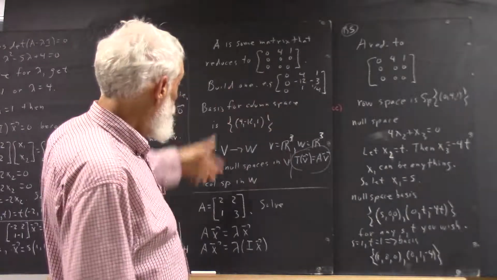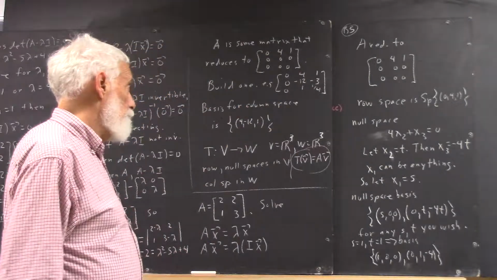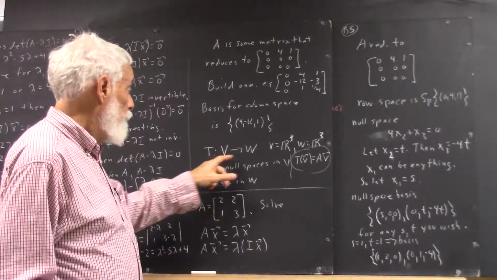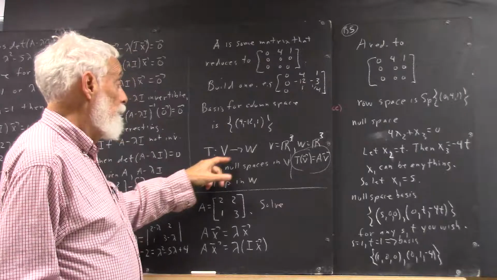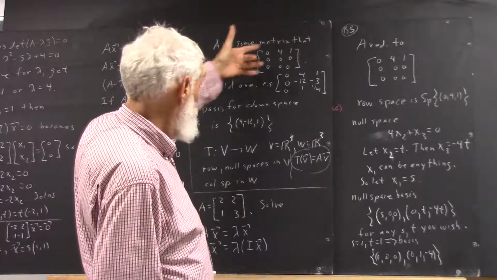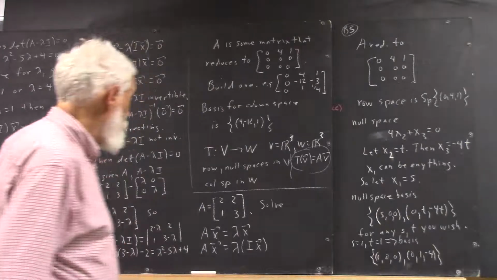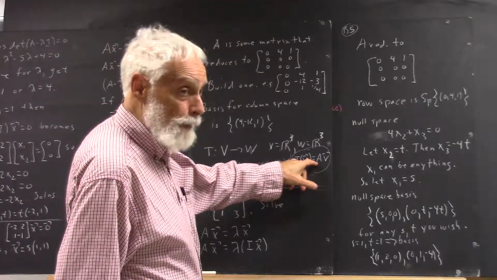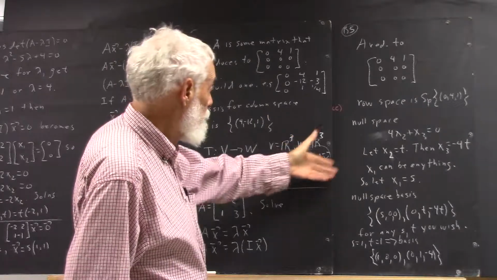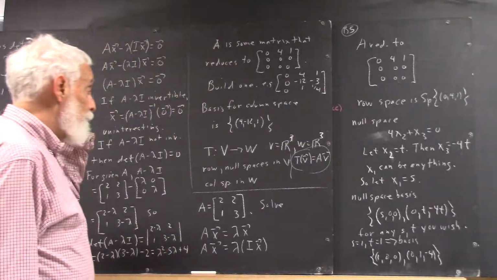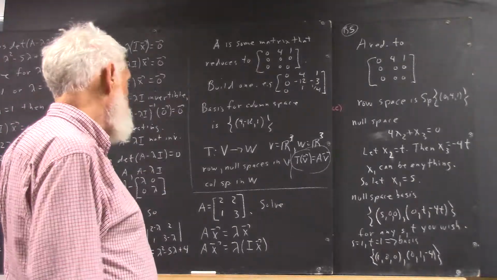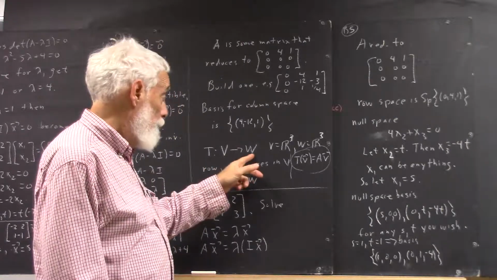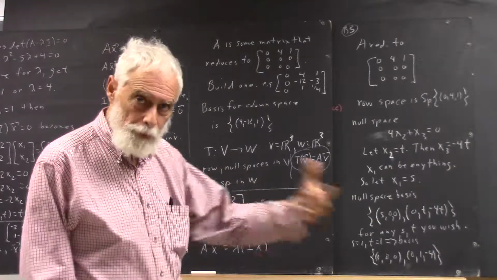It occurs over there in the other vector space. Specifically, if T is the transformation from V to W, where V and W are both R3s, as they have to be because this is a 3 by 3 matrix, the definition is going to be T of V equals A times V. So the transformation is just multiplication by the matrix A. Okay? So the row space and the null space occur in V, and the column space occurs in W, as we've seen previously.